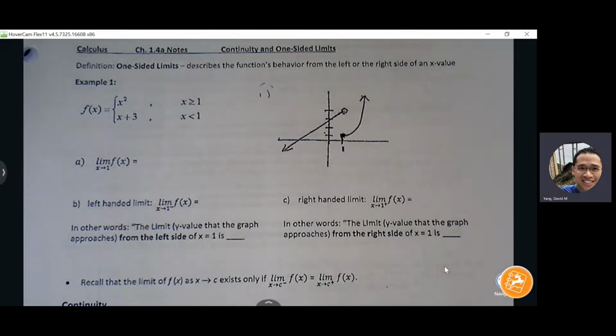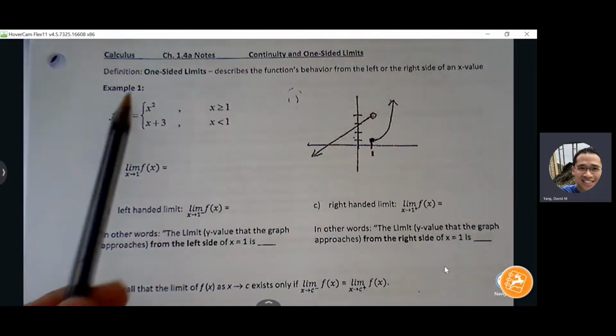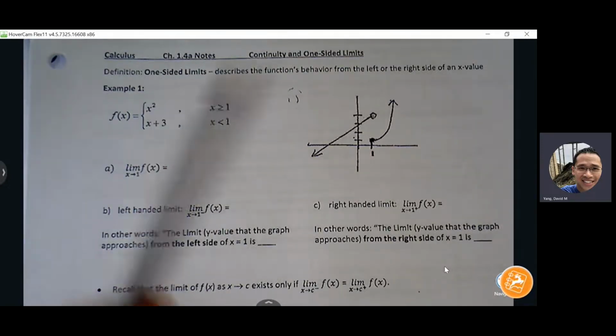Okay, so the first definition is one-sided limits. A one-sided limit describes the function's behavior from just the left side or just the right side of the x value. Okay, so we know what one-sided limits are. It's just that we've been using it from a graphical perspective. So I want to make that connection with what you've seen and that you know, but give it a more concrete name.